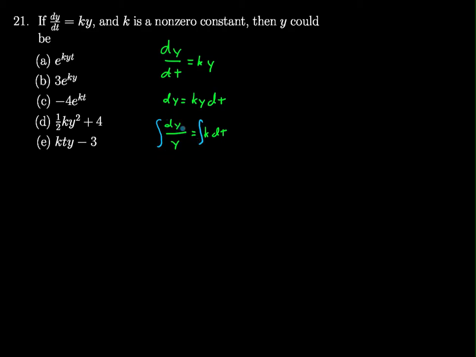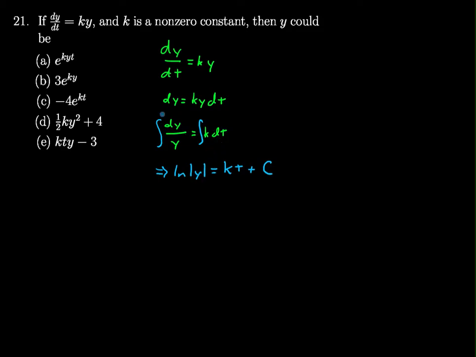And the indefinite integral of 1 over y, or dy over y, is just going to be the natural log of the absolute value of y. That absolute value is actually pretty important in some cases. This is one of them. And the integral of some constant with respect to t will just be kt. And I'll have a plus c over here. You can't forget your plus c's, your arbitrary constants, when you're taking indefinite integrals.